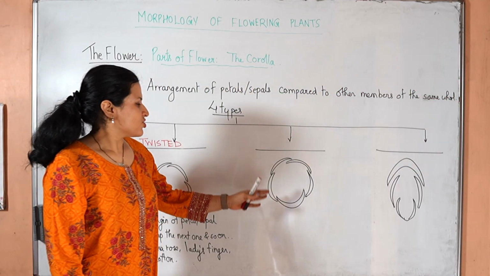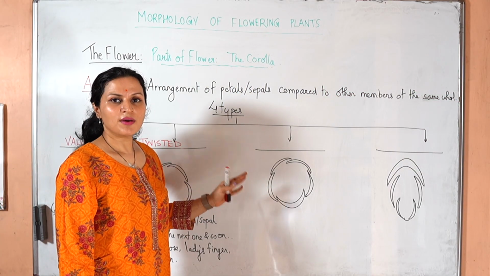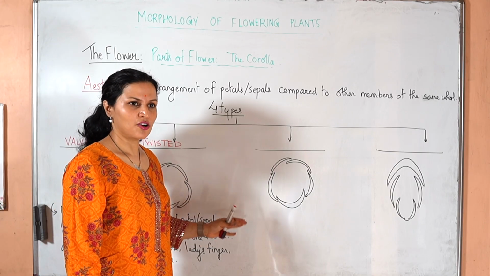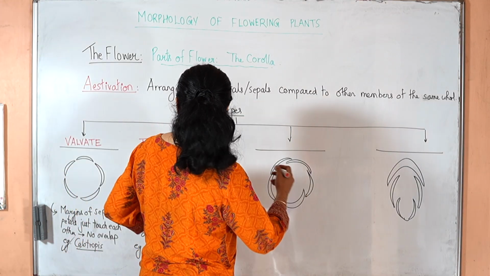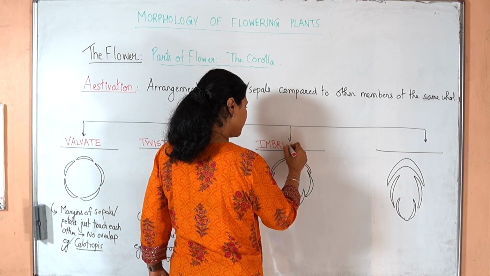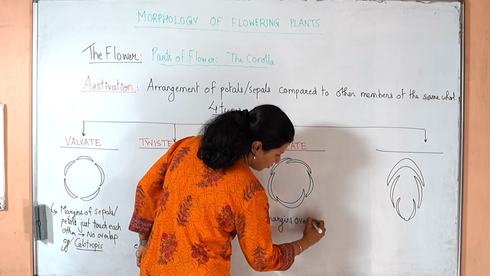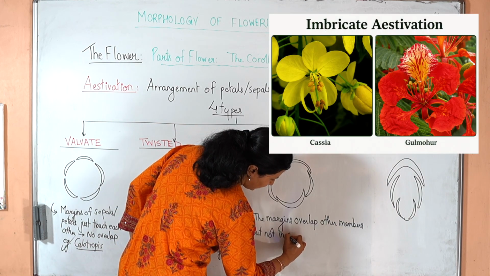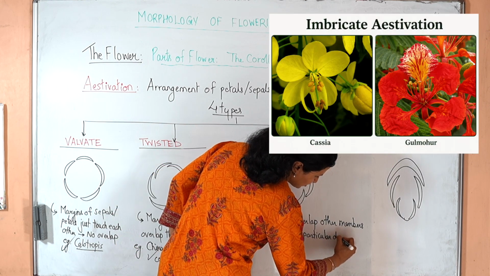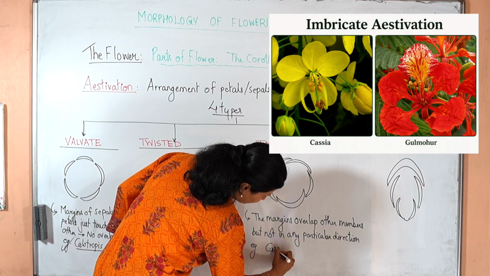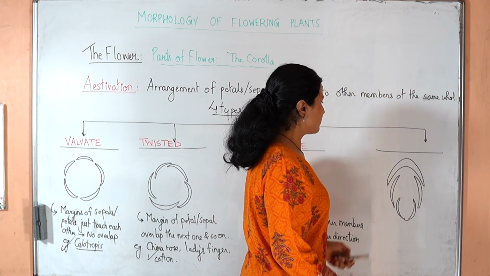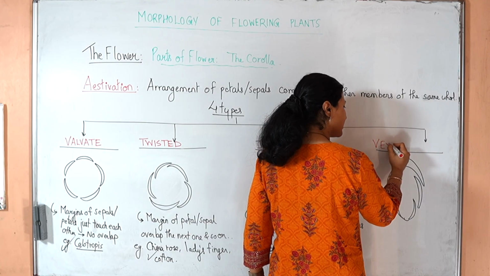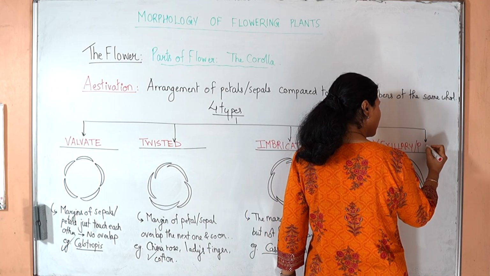The third type of aestivation, in which the margins of the members overlap one another but not in any particular pattern or direction. This type is known as imbricate aestivation. Imbricate. The margins overlap other members but not in any particular direction. Example, Cassia, Gulmohar. This one is a special type of aestivation. This one is known as Vexillary, also called as Papilionaceous.